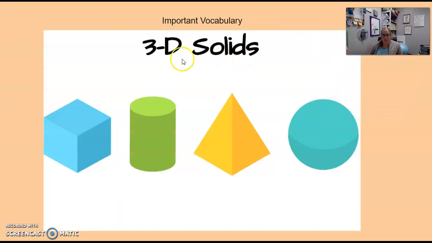Our vocabulary for today is 3D solids, so we've talked about this word a couple of days now. Remember, a 3D solid is a shape that's made of other shapes, but it can stand up.